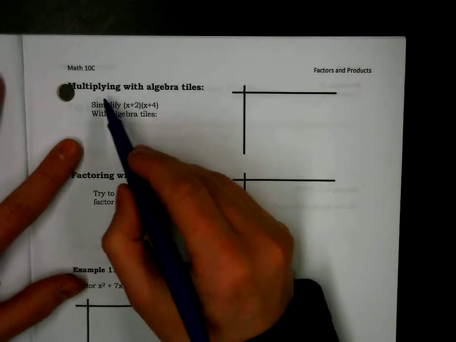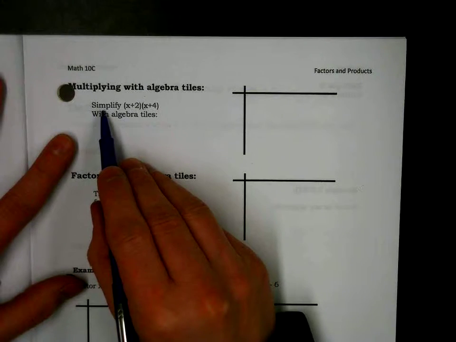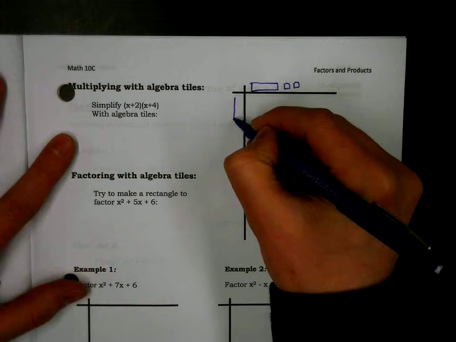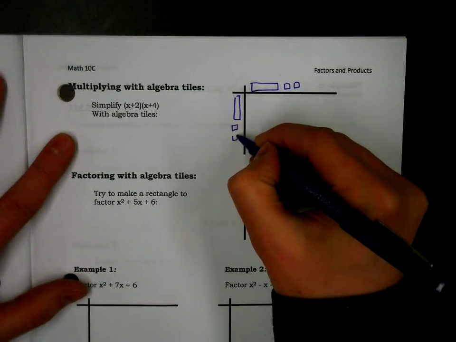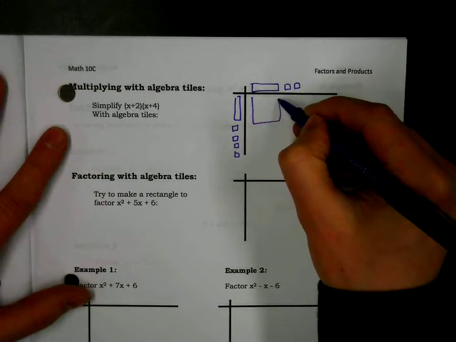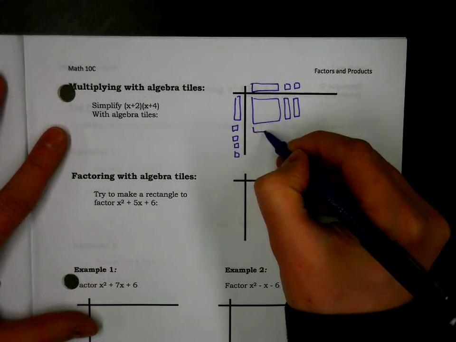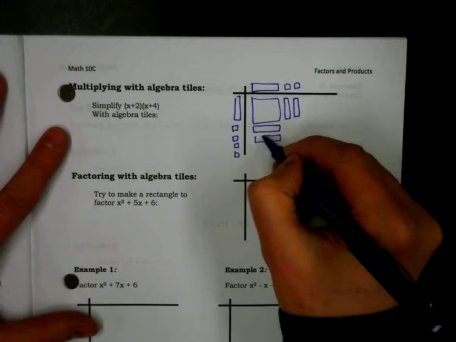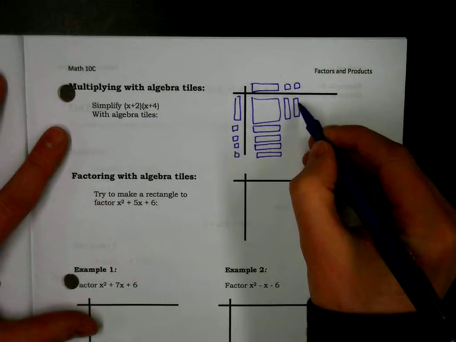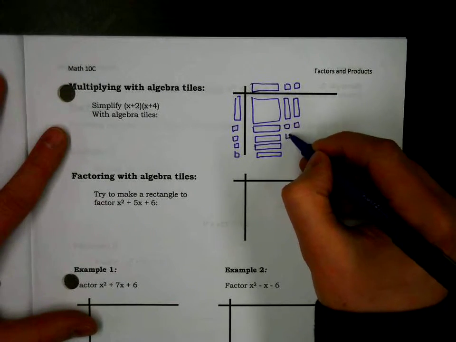Multiplying with algebra tiles. This is the forward direction. What if you're asked to simplify x plus 2 times x plus 4, so 4 singles? What is the result? Well, x times x is x squared. You have 2 x's in the top right. There are a whole bunch of x's in the bottom left. Please note that it's vertical top right, horizontal bottom left. And then we've got a whole bunch of 1 times 1s that are created.